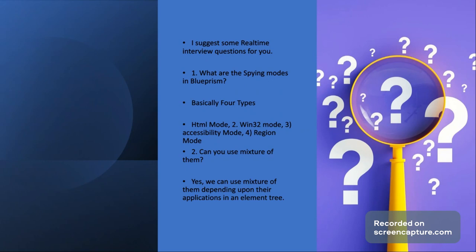1. What are the spying modes in Blue Prism? Basically, there are 4 types: 1. HTML mode, 2. Win32 mode, 3. Accessibility mode, 4. Region mode. 2. Can you use a mixture of them? Yes, we can use a mixture of them depending upon their applications in an element.